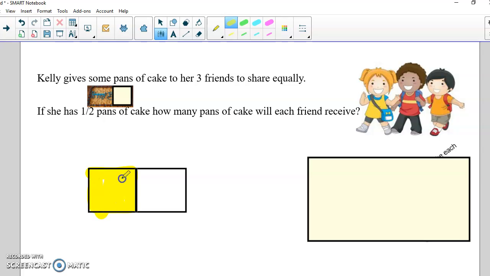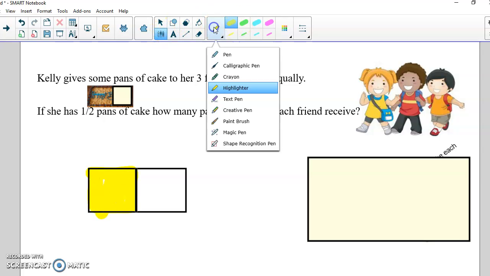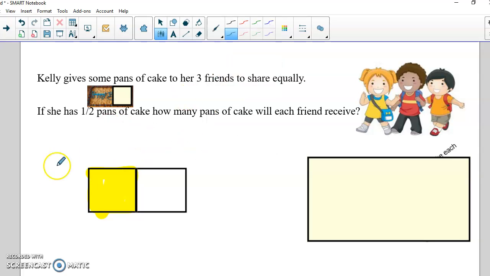We're still going to want to make sure we label, because mathematicians label their thinking and always stay in the story. So what is this in our story? This is 1 pan of cake. What's this section? This is the half that has cake. What about this section right beside it? What about this 1/2? What label would you put on that? I want you to take a second and label this section.